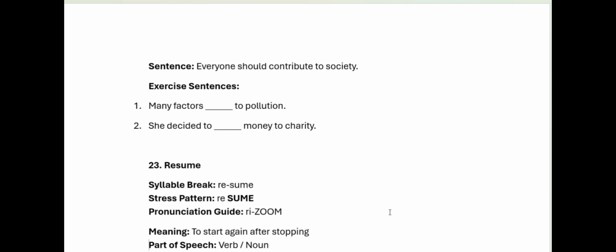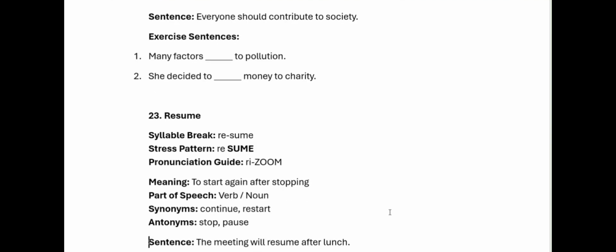She decided to contribute money to charity. To contribute again, to plus infinitive form of the verb. So now you can easily say it is to plus V1. Word 23 is resume.